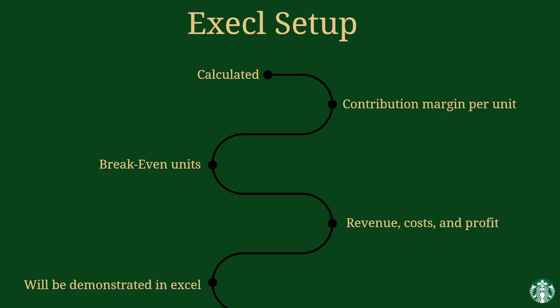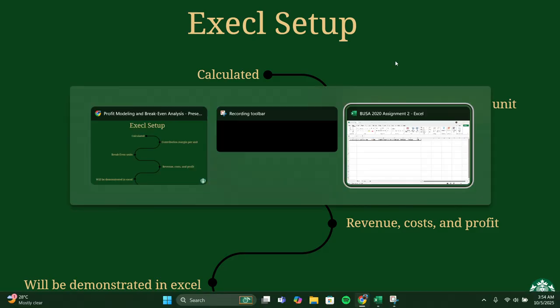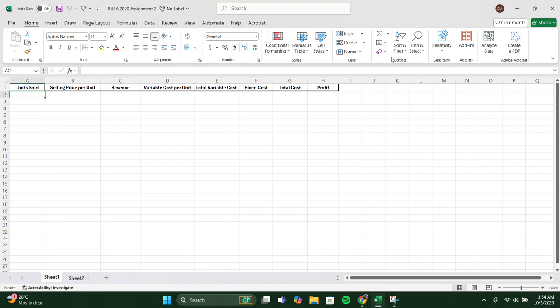Now let's set up our Excel file to do the calculations. As we can see, here we have our key metrics. Let's put our units sold as 0 for now. The selling price, which was given, is $5. The revenue is selling price per unit multiplied by units sold, which is 0 for now.